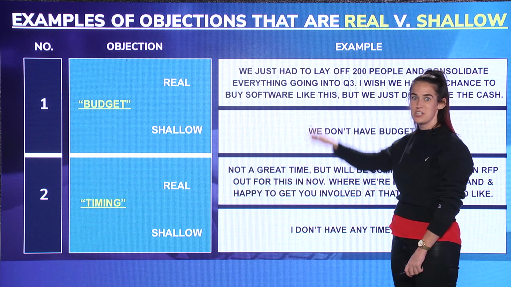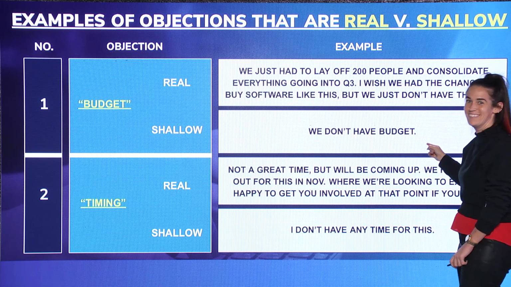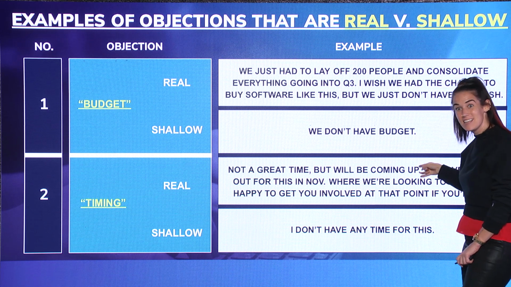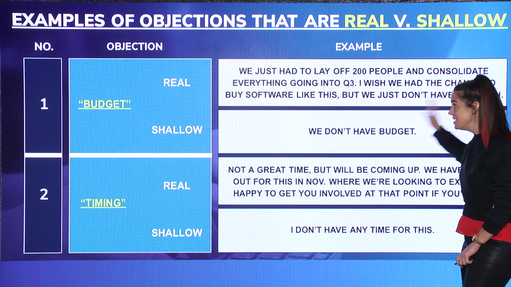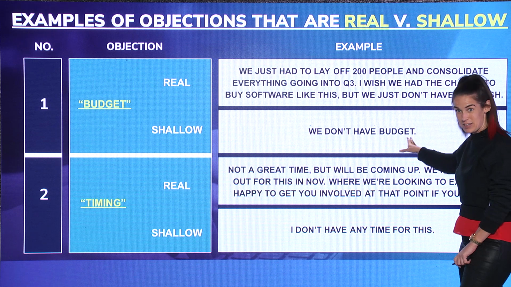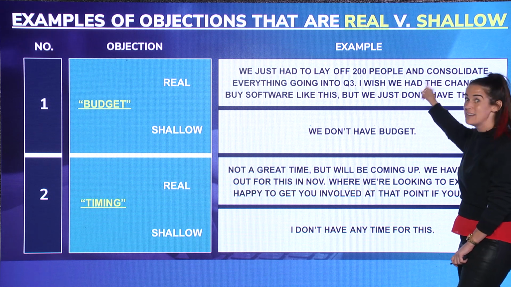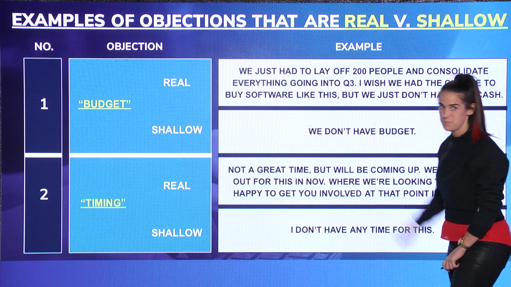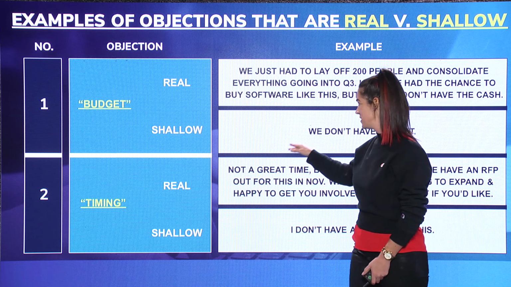Shallow, no budget: "We don't have budget." No detail, not nice, no narrative. Doesn't mean that it is shallow, but it means it's high likelihood that it's shallow. And the other doesn't mean that it is real, but high likelihood that it's real. Let's do timing and then close out.